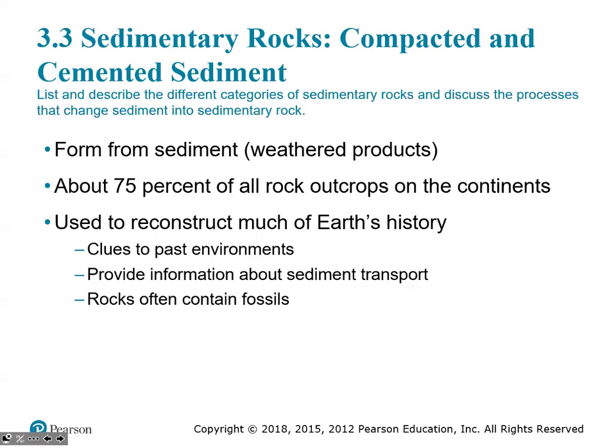About 75% of all rock outcrops on the continent are sedimentary rocks, but it's just the surface. Most of the crust is igneous rock. All the sedimentary rocks are sort of a layer on the surface.